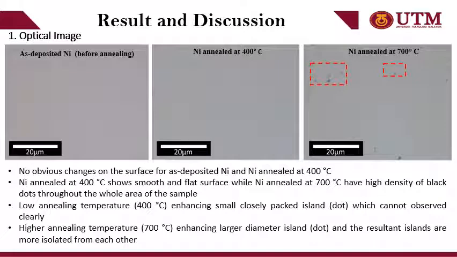This shows the result obtained for optical microscopy. As we can see, there is no obvious change on the surface for the as-deposited nickel and nickel annealed at 400 degrees Celsius. Nickel annealed at 400 degrees Celsius shows a smooth and flat surface, while nickel annealed at 700 degrees Celsius has a high density of black dots throughout the whole area of the sample. This means the low annealing temperature enhances more closely packed islands, while the high annealing temperature at 700 degrees Celsius enhances larger diameter islands, and the resultant islands are more isolated from each other.